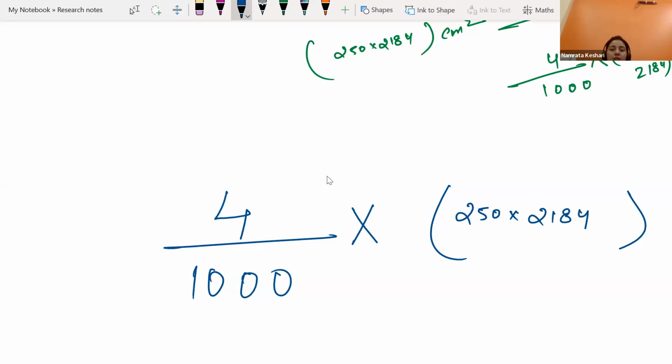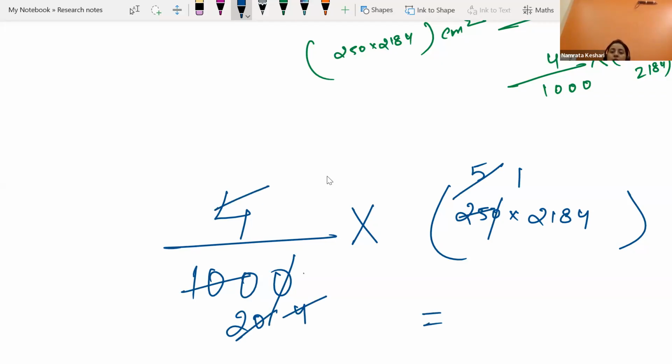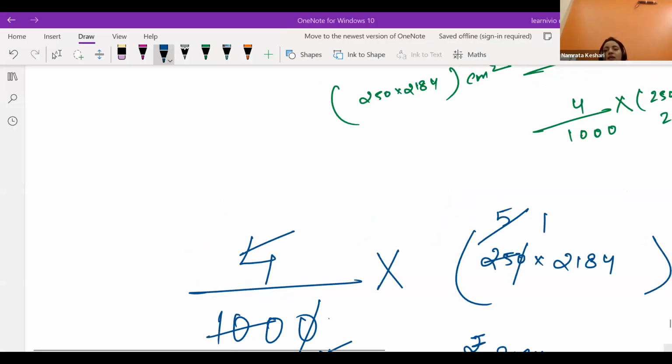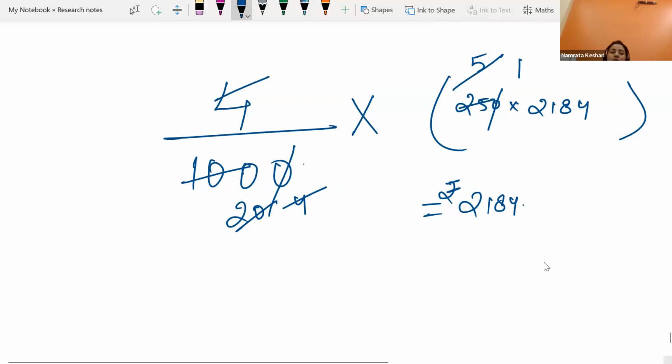We can see, if you open the bracket, you can see the zeros are gone. 25 and 100 you will be able to cancel. 25 times 1 is 25, 25 times 4 is 100. 4 and 4 are gone, and in the numerator only 2184 is left. This is the price, right? Farhan? Yes, ma'am. Afrin, you have also got the same, right? Yes, ma'am. So this is how, while doing the calculation, we are applying the logic.